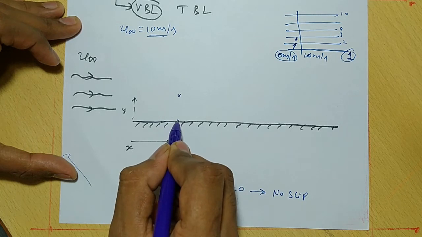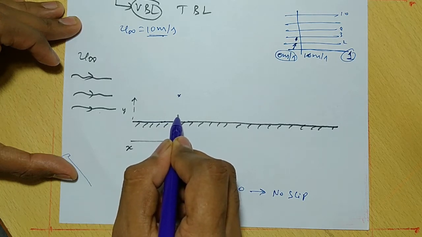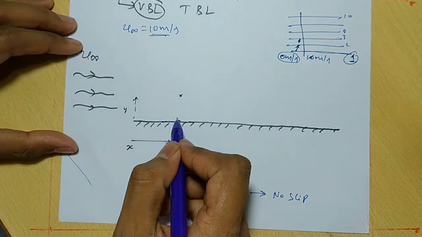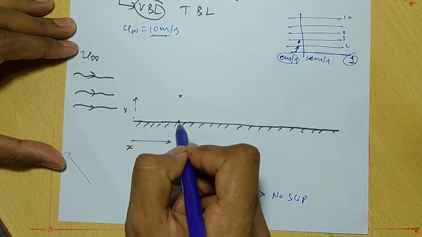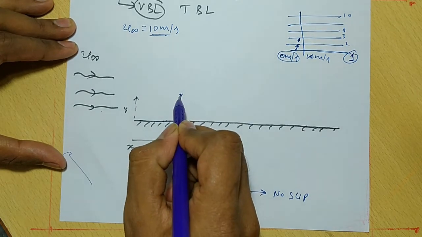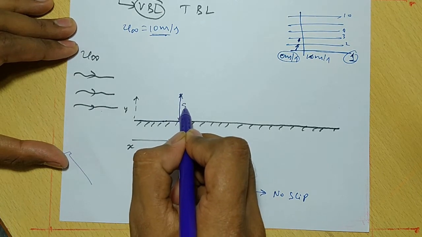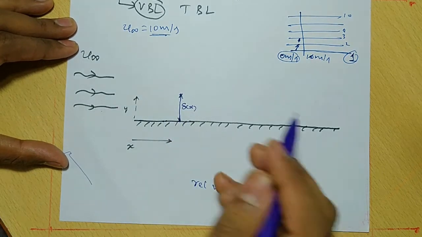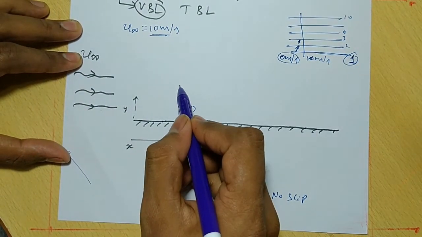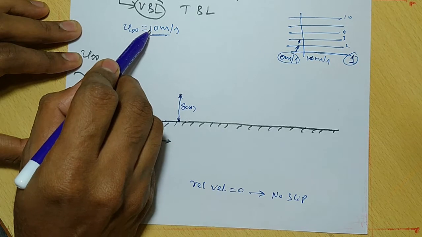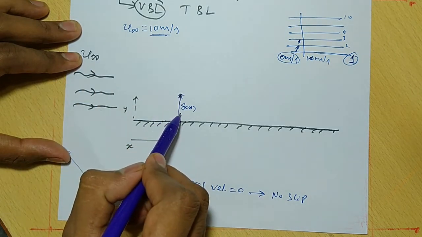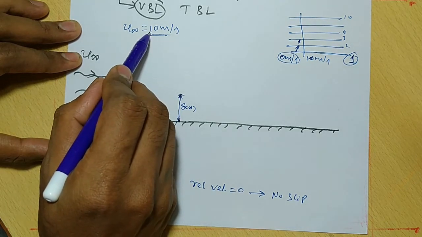Because of this, that layer is going to retard the next layer and reduce the velocity of the next layer, and this effect will continue up to a certain distance from the surface of the plate. This distance we are going to call the boundary layer thickness. Above this point, the velocity is 10 meters per second, but below this point, the velocity is less than 10 meters per second.